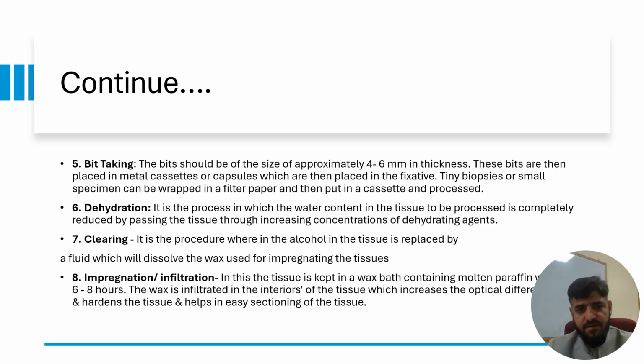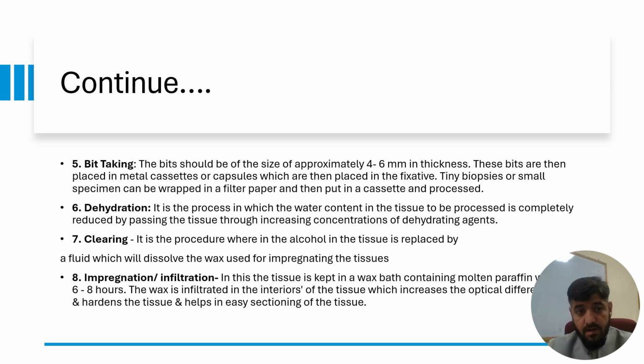Then we have dehydration, the removal of water from the tissue, because we have to impregnate the tissue with wax. So first of all we will remove water, and the removal of water is known as dehydration. We have two types of water in the tissue: the interstitial fluid which is present in the tissue, and some water from the fixative, because fixatives are also aqueous solutions, so they also contain water. So we have to remove water from the tissue.